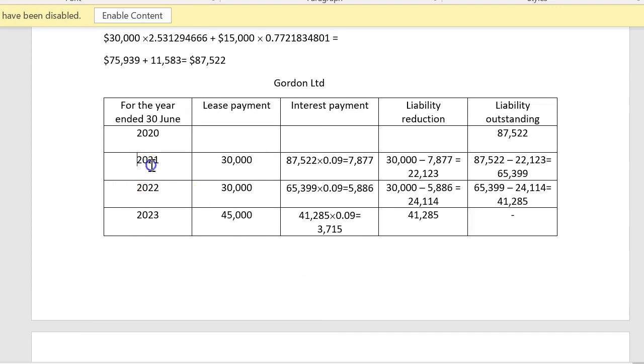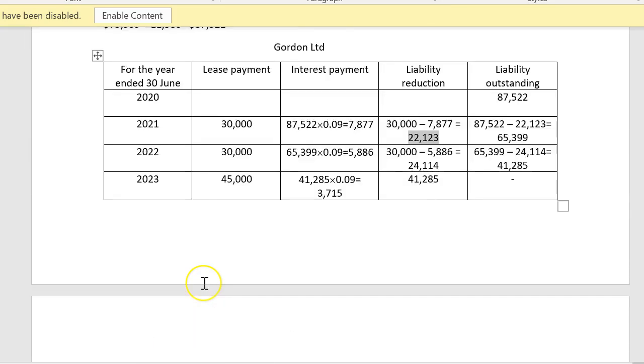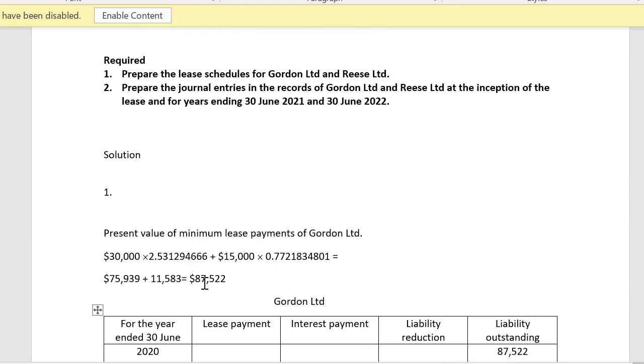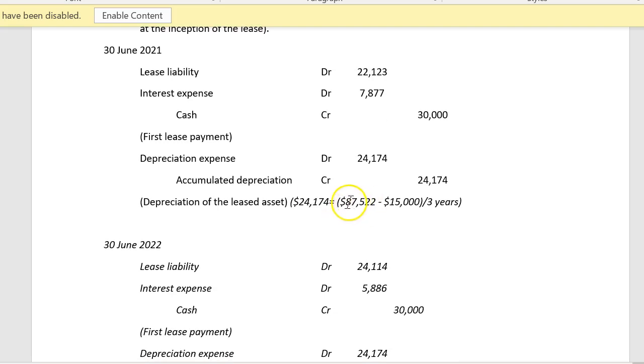Okay, first year of the lease term, lessee makes a payment of 30,000, which includes an interest component of 7,877 and a liability component of 22,123. That's what we have. And lessee also depreciates this asset over the lease term. Now, in order to get the depreciation, you take the present value of the lease liability and you minus the residual, which is $15,000, or the lease term, which is 3 years.